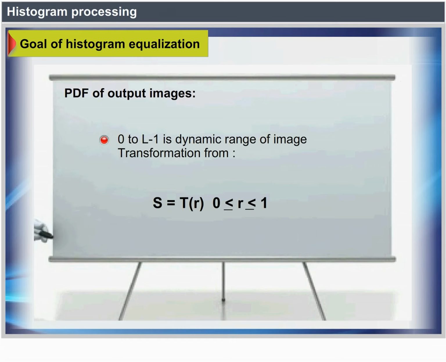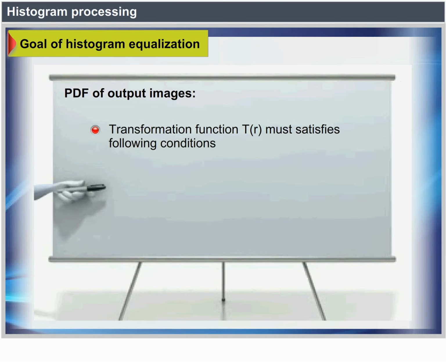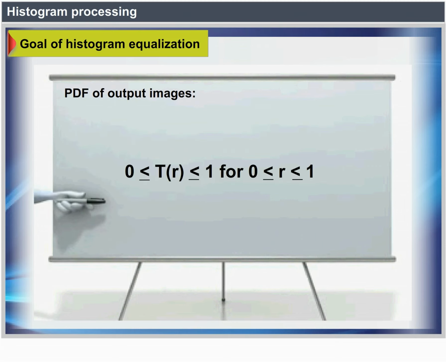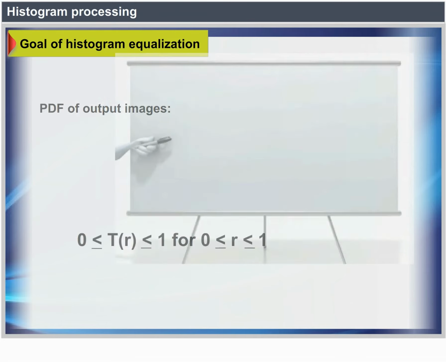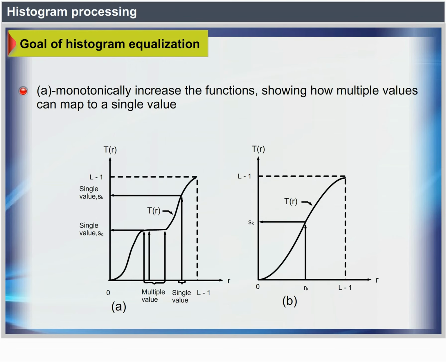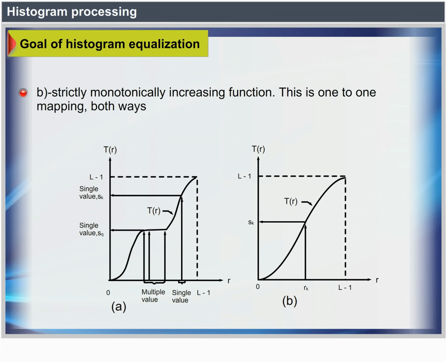Below figure shows monotonically increasing functions, showing how multiple values can map to a single value. Strictly monotonically increasing function. This is a one-to-one mapping both ways. The inverse transformation function can be defined as r equals T raised to the power minus 1 of s, where s ranges from 0 to 1. Probability density function of transformation can be written as shown on the screen. In these equations, ps(s) and pr(r) are known as probability density functions.